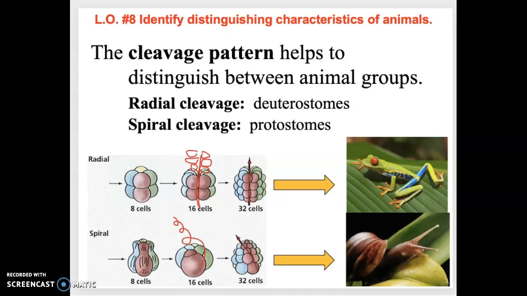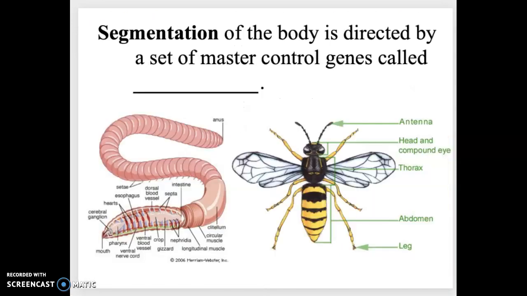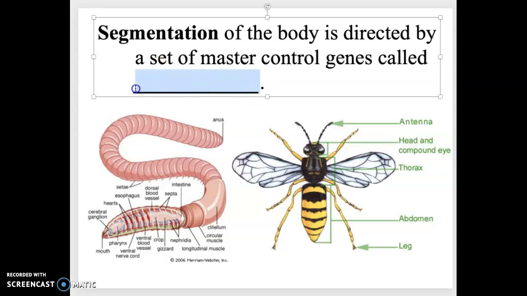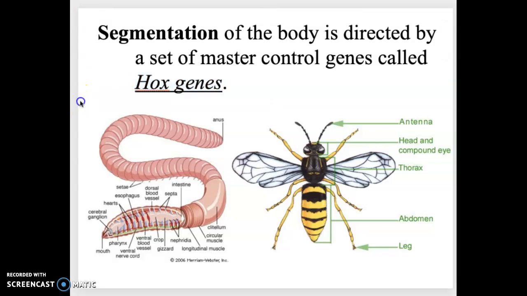All right, we're almost at the end here, so hang on, just a couple more slides to go. Okay, other traits of animals we want to look at. Segmentation of the body plan. Is your body made up of different segments, different body parts, different pieces? That segmentation of the body plan is directed by master control genes called, do a drum roll, who knows this? Hox genes. Those famous Hox genes we talked about earlier, those are the ones that dictate and control segmentation of your body plan.